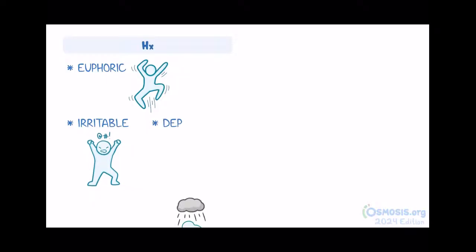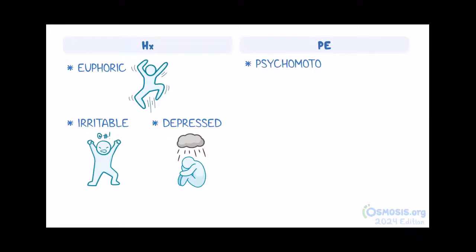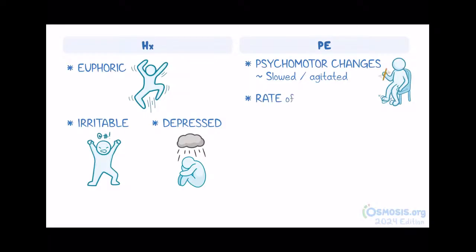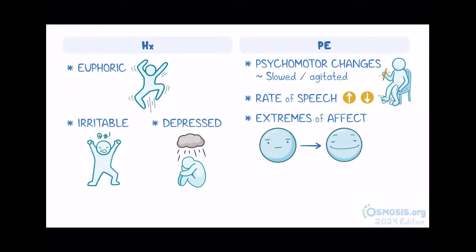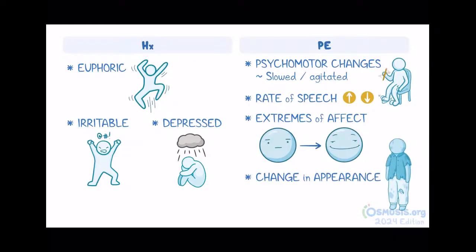History will typically reveal a persistently euphoric, irritable, or depressed mood that is significantly different from their baseline. Next, on the exam, you will notice psychomotor changes such as slowed or agitated movements, changes in the rate of speech, which can be increased or decreased, and extremes of affect, ranging from flat to exaggerated facial expressions. Finally, you might notice changes in appearance, such as being unusually unkempt. With these findings, you should consider mood disorder.